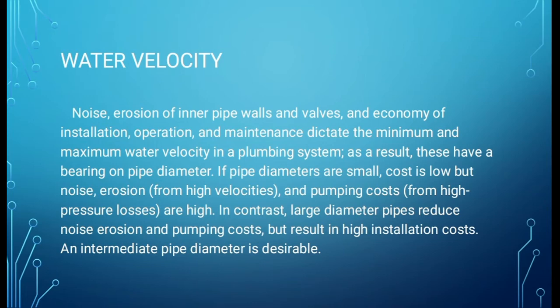If the diameter of the pipe is small, expected po natin na low cost ito, pero maraming factors ang makaka-apekto rito. The pipe will be prone to noise, erosion from high velocities, and pumping cost from high pressure losses, at yun ang mga factors na dapat nating iwasan sa plumbing system. Kapag masyado namang malaki ang diameter ng pipe, although mababawasan ng noise, erosion and pumping cost, magre-resulta naman yun sa mataas na gastos sa installation. So, kaya dapat ay intermediate lang ang size ng pipe na gagamitin natin. Balance lang po dapat tayo.